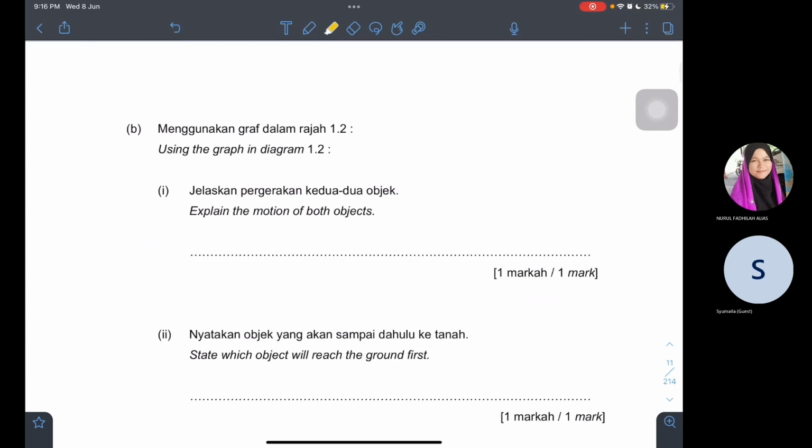Now, using the graph, explain the motion of both objects. Okay.